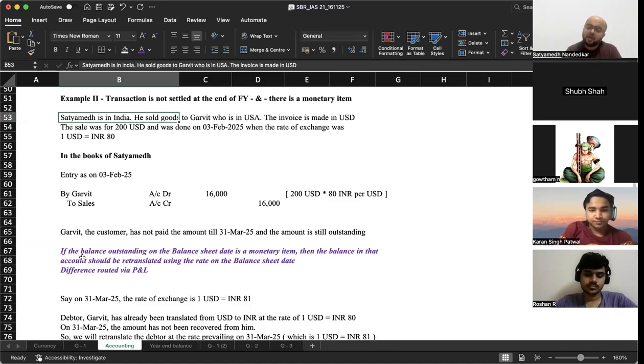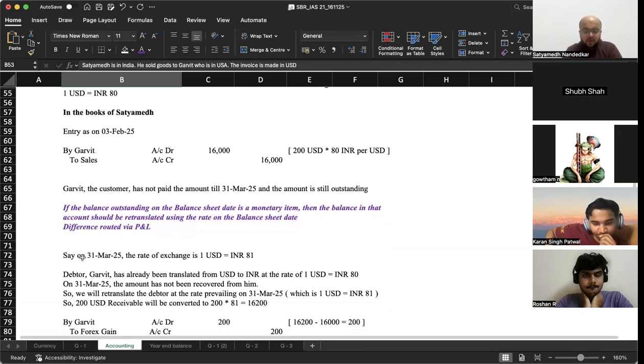If the balance outstanding on the balance sheet date is a monetary item, then the balance in that account should be retranslated using the rate on the balance sheet date. The difference is routed via P&L. Now in this case, the balance outstanding on the balance sheet date is a monetary item. Why? Because debtors are a monetary item. You know the exact amount of cash that you are expecting to receive. Okay, so you have recorded that. Now the exact amount that you are expecting to receive, you know in your mind, is 16,000.